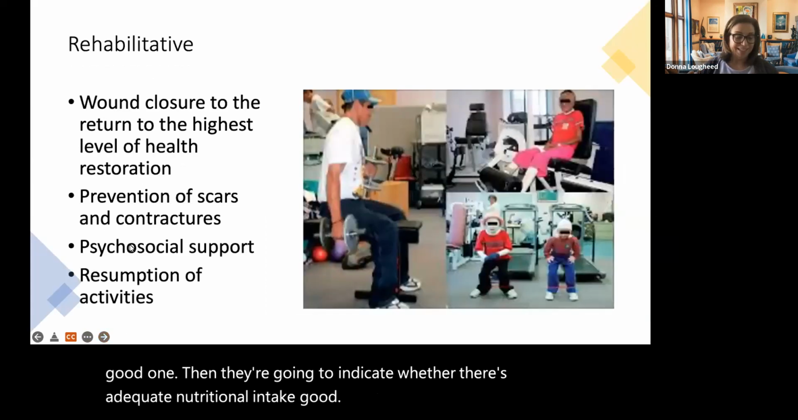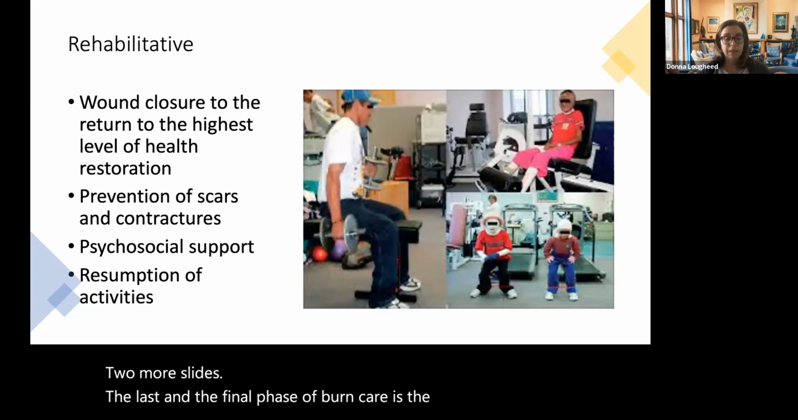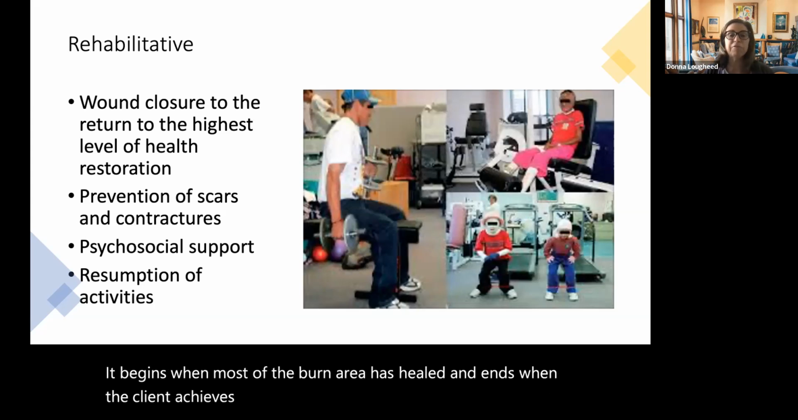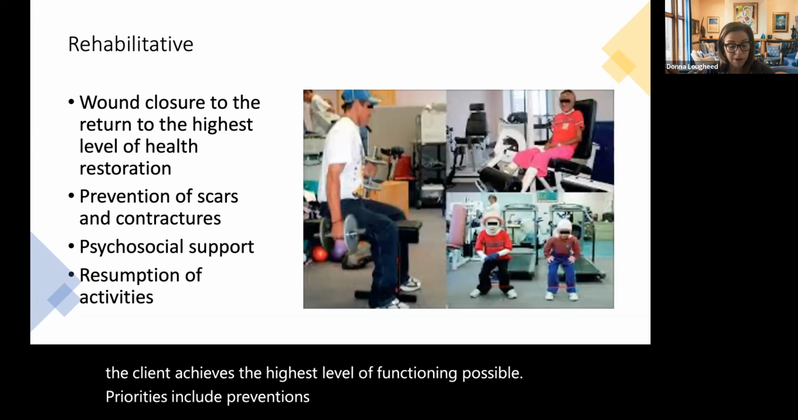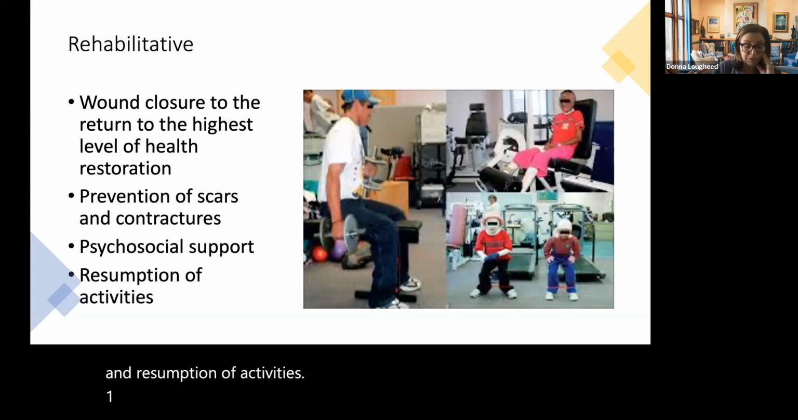Two more slides. The last and final phase of burn care is the rehabilitative stage. It begins when most of the burn area has healed and ends when the client achieves the highest level of functioning possible. Priorities include prevention of scars and contractures, psychosocial support, and resumption of activities. One treatment for the prevention of scars involves the use of pressure garments.